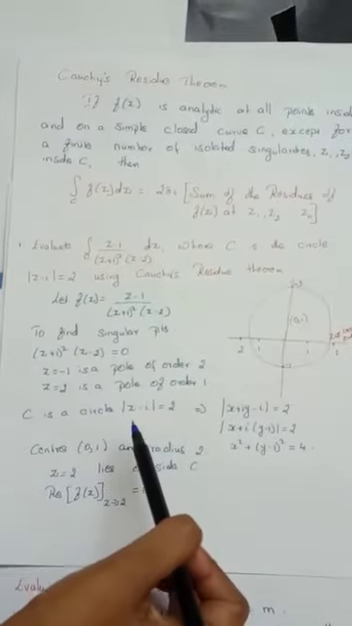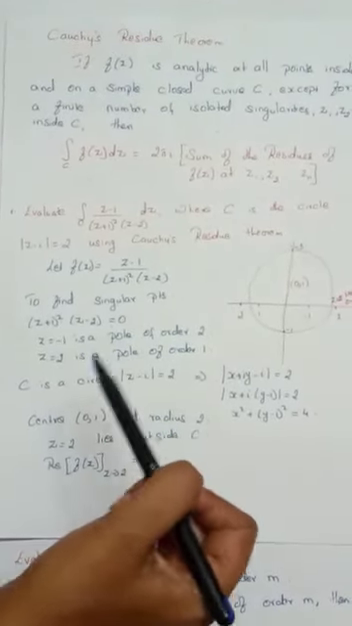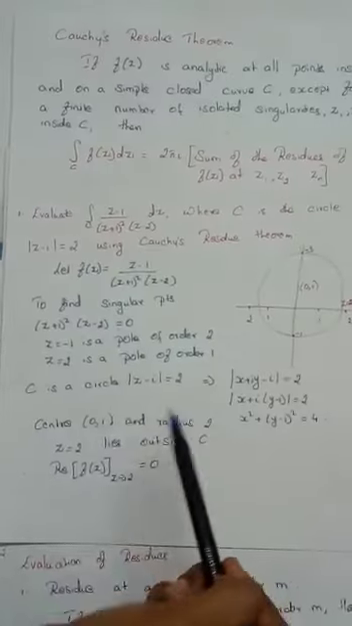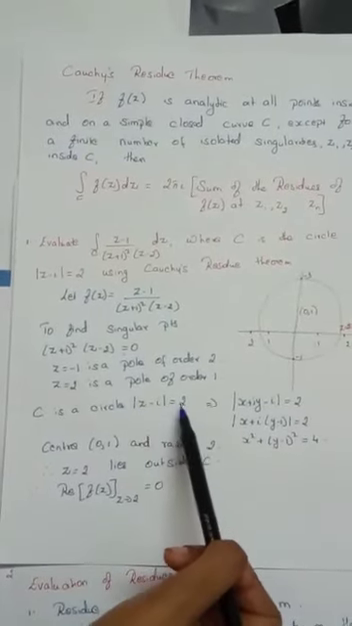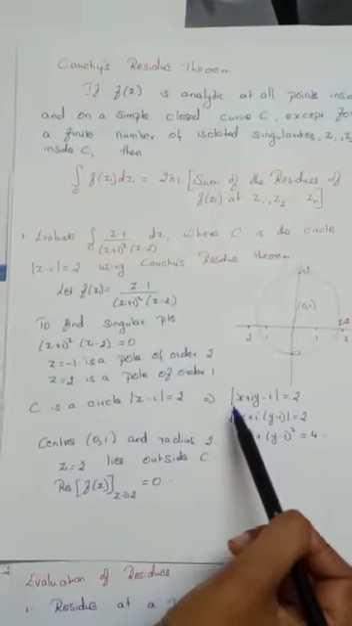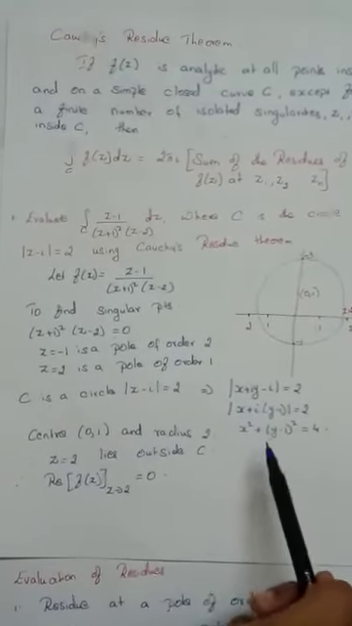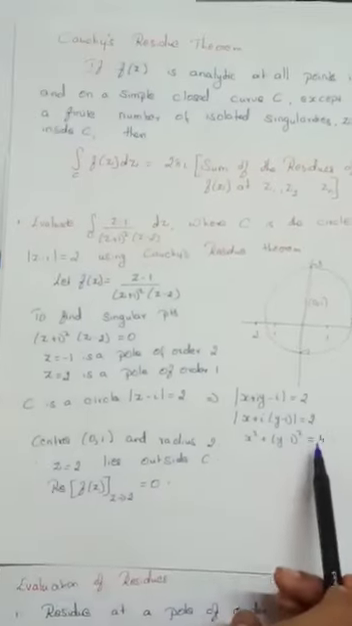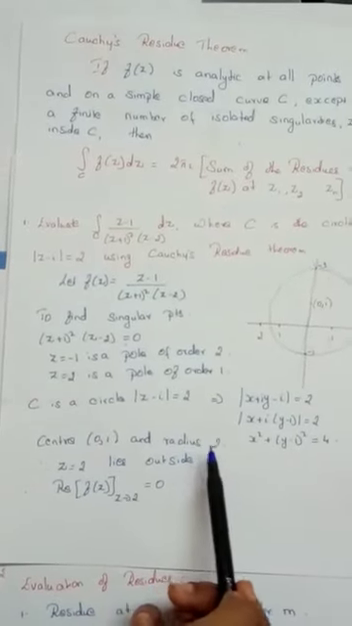Before moving on to residue, only if these poles lie inside the circle do they have residues. If they lie on the circle or outside the circle, the residue becomes 0. So, to check that, we consider the circle mod z minus i is equal to 2. We already know how to find the circle equation. So, we take it as modulus of x plus iy minus i is equal to 2. Equating real and imaginary parts, you get the circle equation as x square plus (y minus 1) whole square is equal to 4, from which the center is (0, 1) and radius is 2.